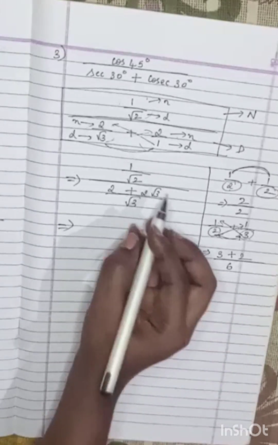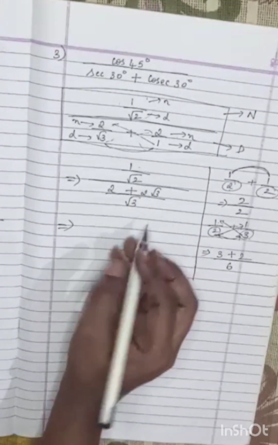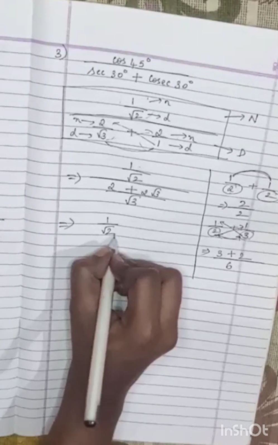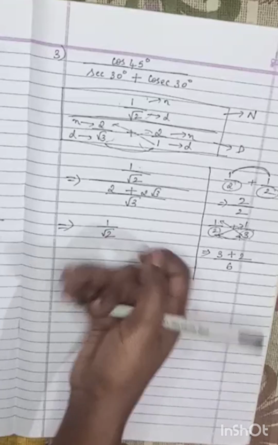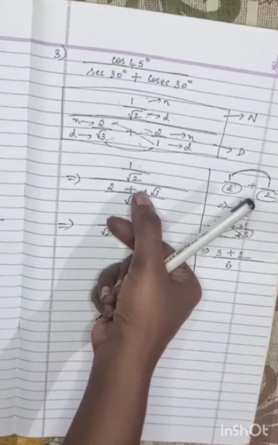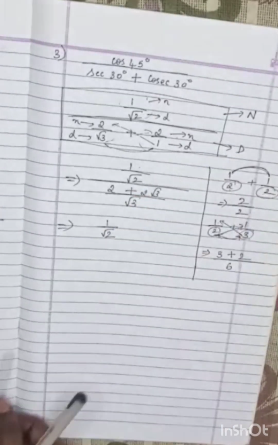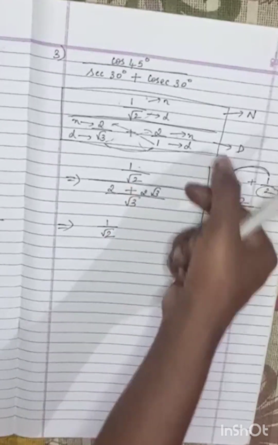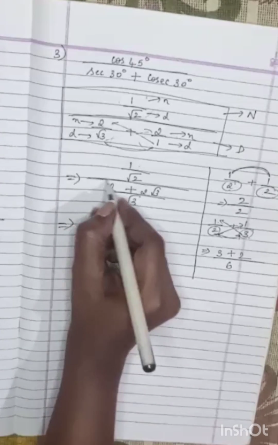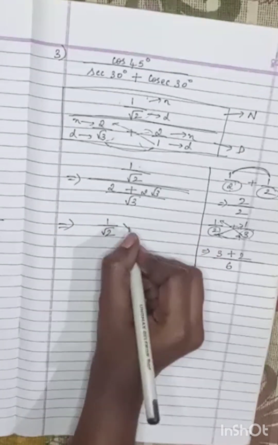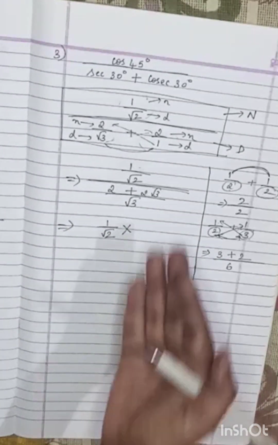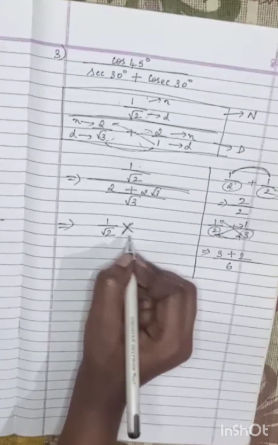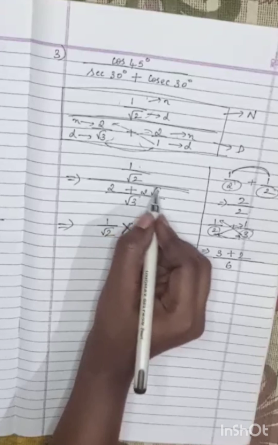Now, 1 by root 2 I'll keep as it is, and let me get this fraction above. Whenever I'm getting this denominator of big fraction to the numerator's place, this division form will get multiplied. In the sense, this division form will get converted to multiplication sign, and here we have small fraction.